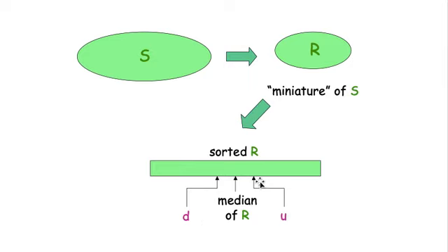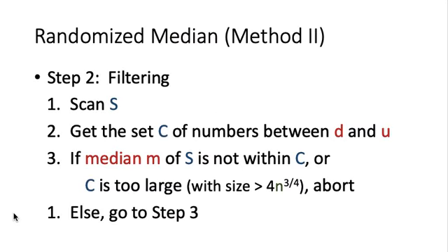but there is no guarantee that D and U will make the median of S lie in between. So this is not guaranteed. And then we want to bound the probability of having such a scenario. Okay, now how about step 2?